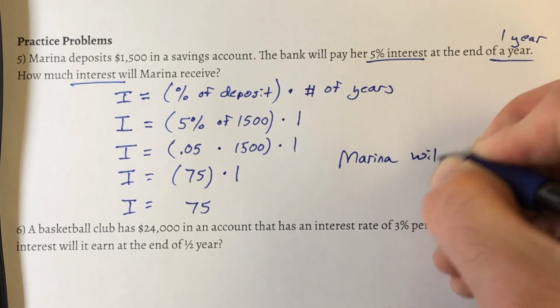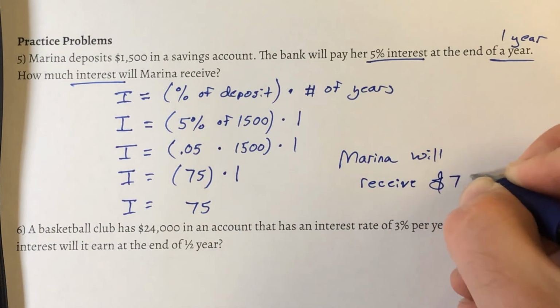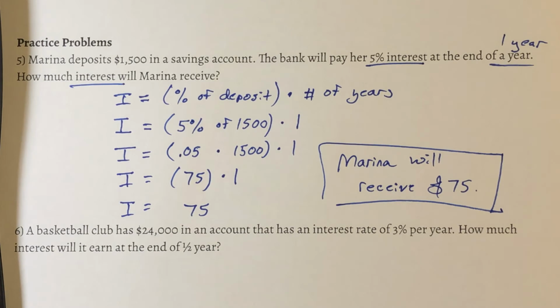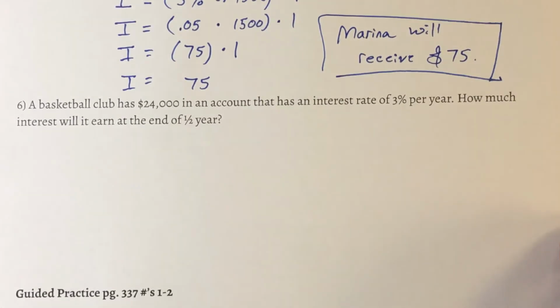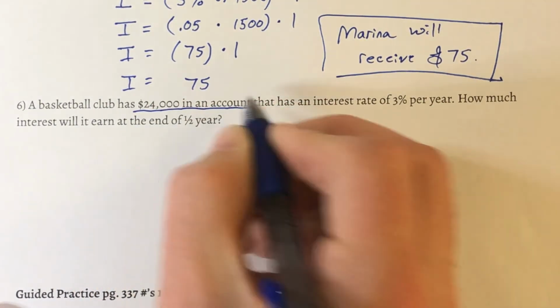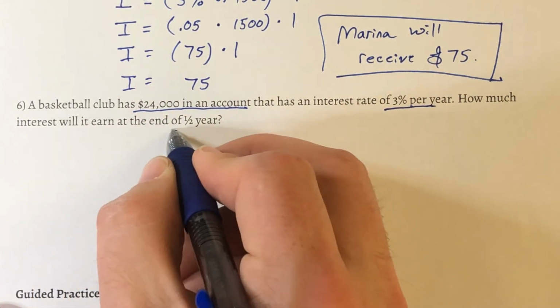Marina will receive $75 just for keeping some money in the bank and not touching it. However, 5% sounds a little too high, kind of sounds sketchy. All right, or too good to be true. Number 6, a basketball club, because those exist, has $24,000 in an account that has an interest rate of 3%. How much interest will it earn at the end of half a year?